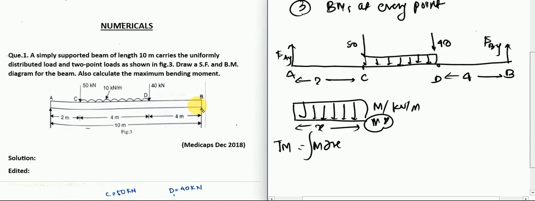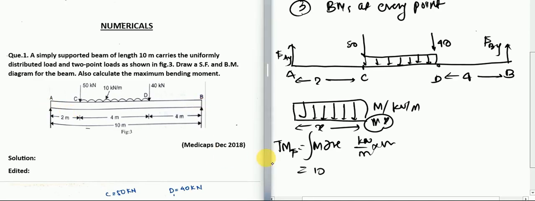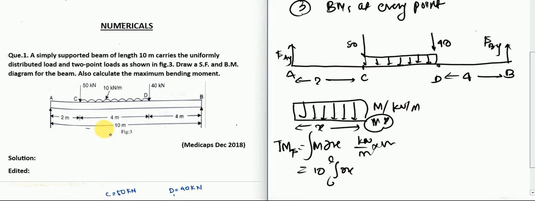So the total magnitude of the force will be the integral of m dx, which is whatever the magnitude of loading is, times x. You can also match the units here: kilonewton per meter times meter gives us kilonewton as the force. In the rectangular loading case, m is constant, which is 10. So this will be 10 times the integral of dx from 0 to whatever the length is, which in our case is 4 meters between C and D. So it will be 40. You can use this generalization everywhere.